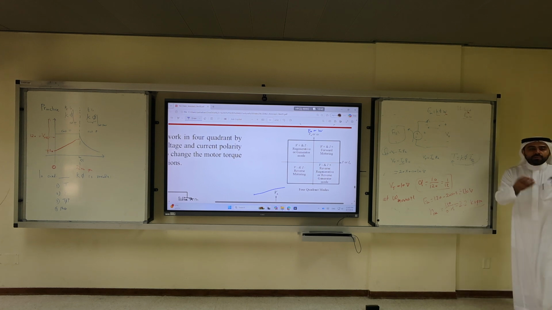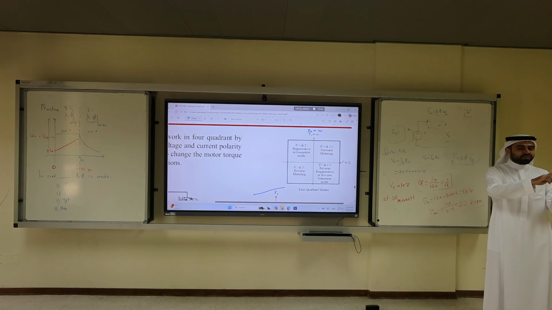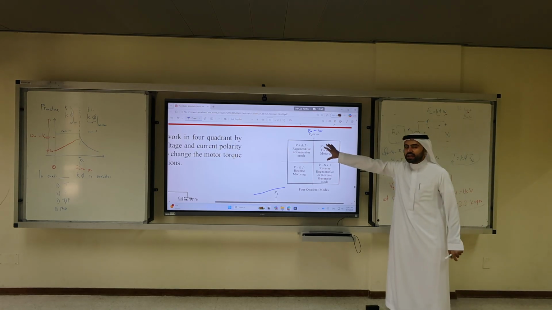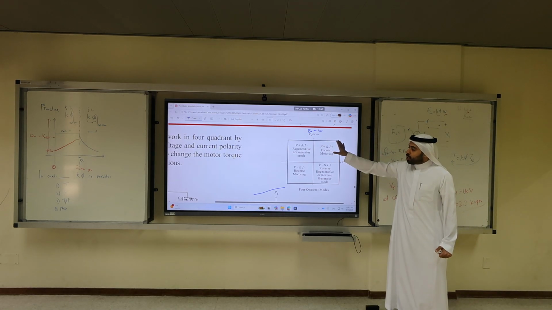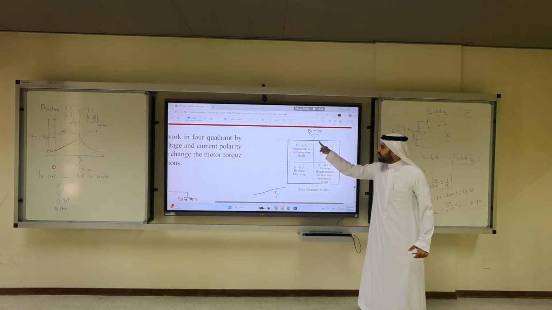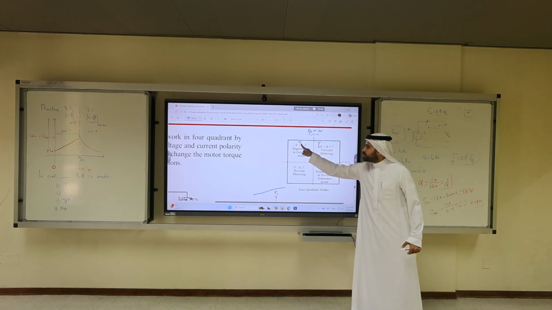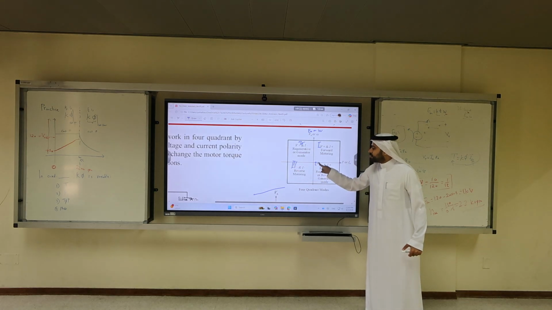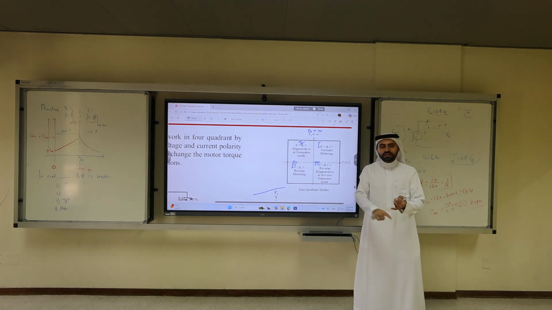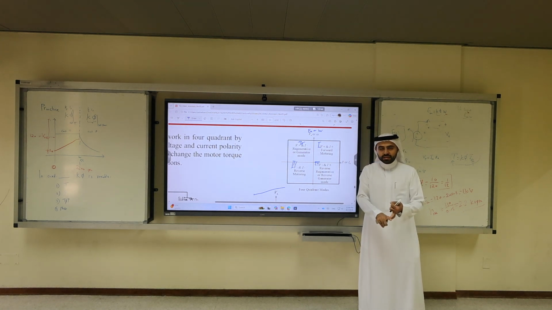So what are the combinations? Either both of them are positive, speed and torque, or voltage and current. So this is quadrant 1, the typical forward motoring. Or both of them are negative, quadrant 3. This is quadrant 1, quadrant 2, quadrant 3, and this is IV. So this is the reverse motoring. If I change both, torque is negative and speed is negative, that's motoring but in the reverse direction.